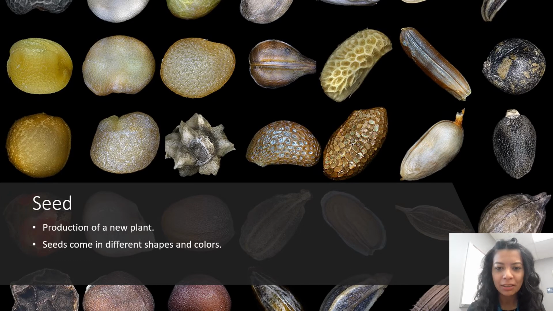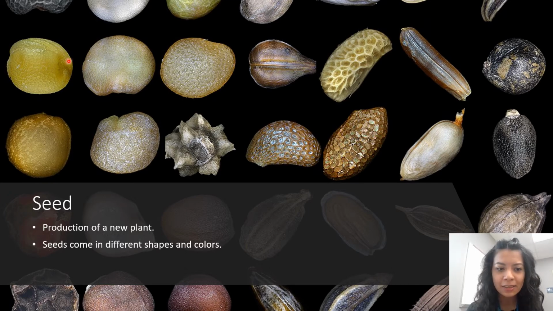Our next vocabulary word is a seed. And a seed is a production of a new plant. When the plant gets older and it becomes an adult plant, the adult plant has seeds. And the seeds, you're able to take them off from the adult plant and plant them again in the ground. And that is how the life cycle of a plant continues.